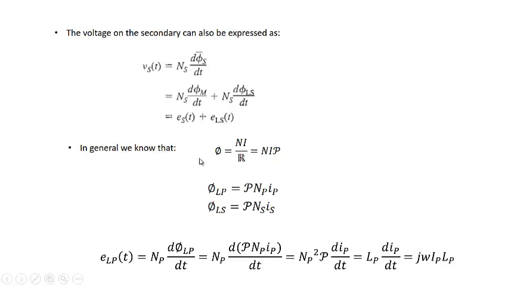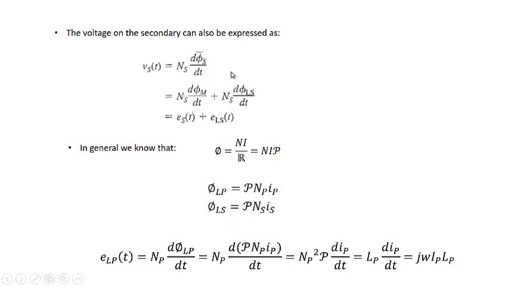One more thing, in general, we know that phi is equal to Ni by R, that is mmf by reluctance, or when you replace 1 by R with psi, it will be equal to Ni into psi. So phi Lp will be equal to psi Np Ip, because this is ultimately produced by the primary current multiplied by the primary number of turns. Similarly, phi Ls will be equal to psi Ns Is, since the reluctance of air in both places is the same, so that's why we have written the same psi.